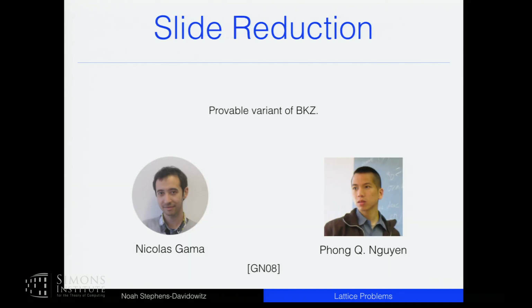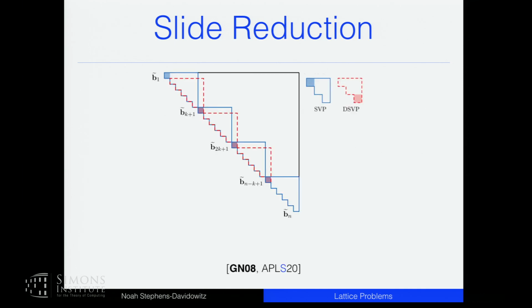I'm going to tell you basically about one of them, sort of about two. So the current state-of-the-art provable SVP algorithm. Just like in the exact case and the approximate case, there are heuristic algorithms and there are provable algorithms. The state-of-the-art for provable is due to Nicolas and Fang all the way back in 2008. They show a provable variant of BKZ, and it's very beautiful.